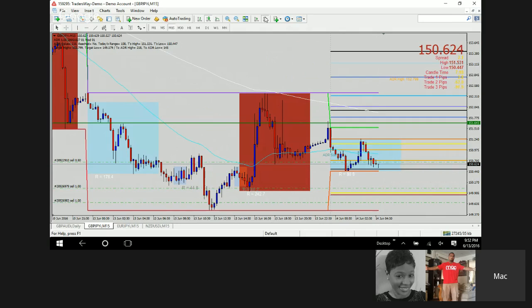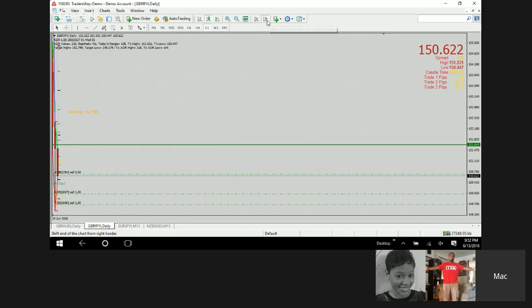Do you understand how I pretty much predicted where that pair was gonna go? By looking at the daily chart and looking at the resistance and the support area.